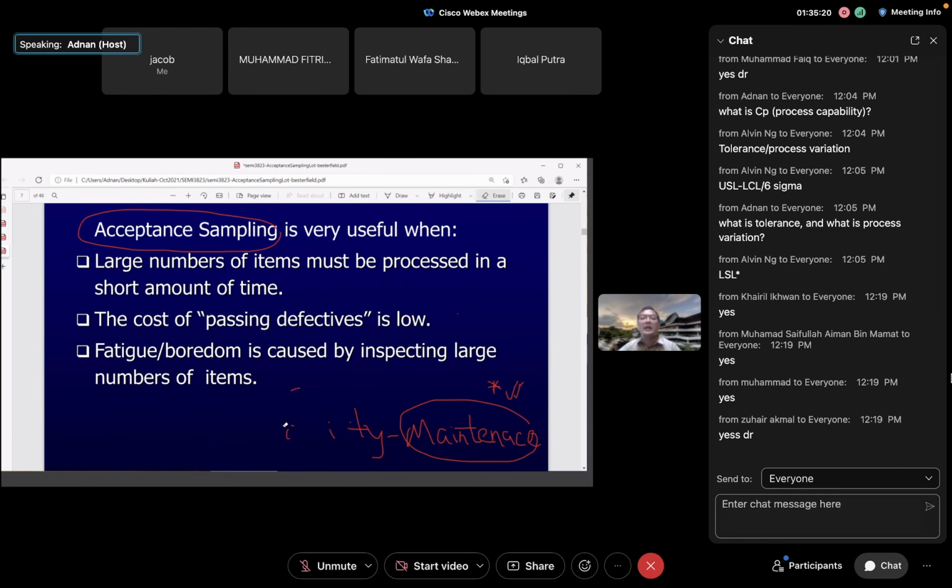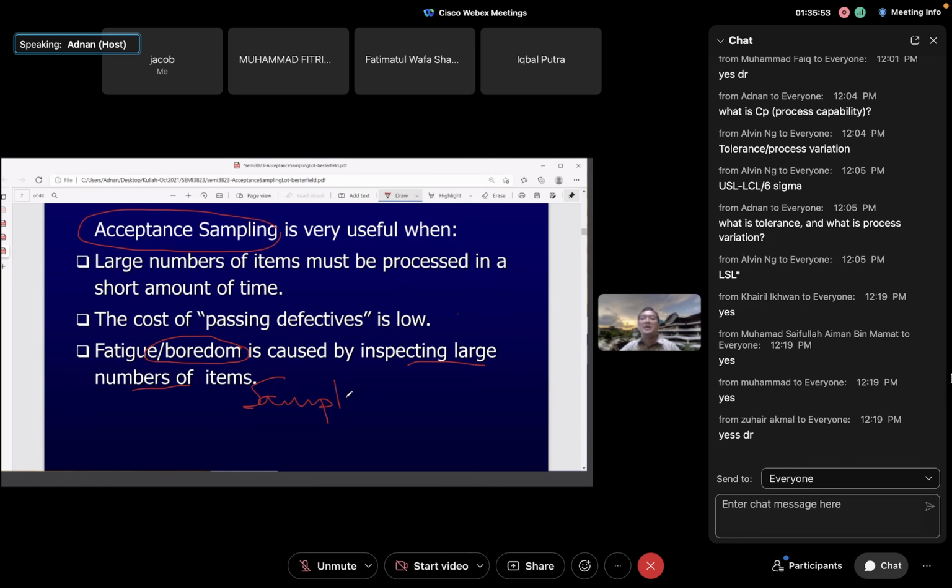But now we look at acceptance sampling. So this is related to real life. When you're ordering something, you need to make a decision. And why do we do sampling? Because especially in manual inspection, it is boring to do the inspection. Fatigue, kelesuan dan juga boring when the inspection is a large number. So what you do is you do sampling. We take a sample.